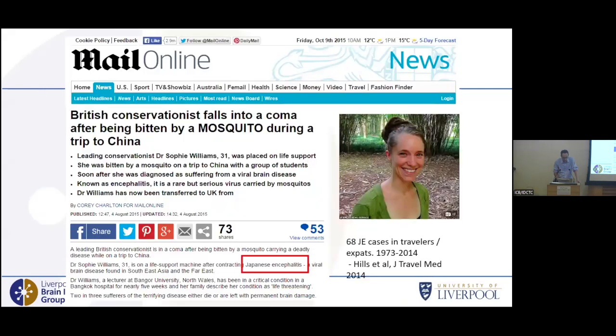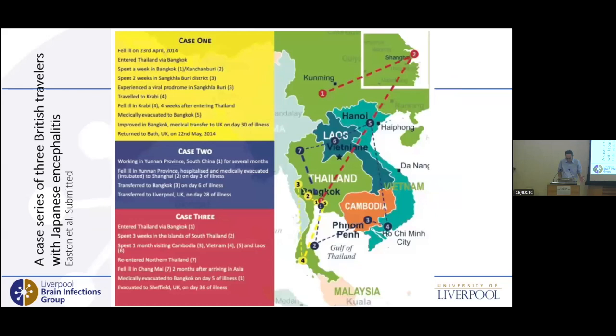One of the problems is the advice says if you are going to Asia, if you're going for less than 2 weeks, you don't need the vaccine, unless you're going to an endemic area. That's for 4 weeks. But often travelers don't really know where they're going, especially young travelers, until they arrive. So these are 3 cases we'd seen in a couple of years. And you can see they go all over the place. They don't know where they're going to go until they get there. Somebody says, hey, let's go to Shanghai. So it's worth getting vaccinated.